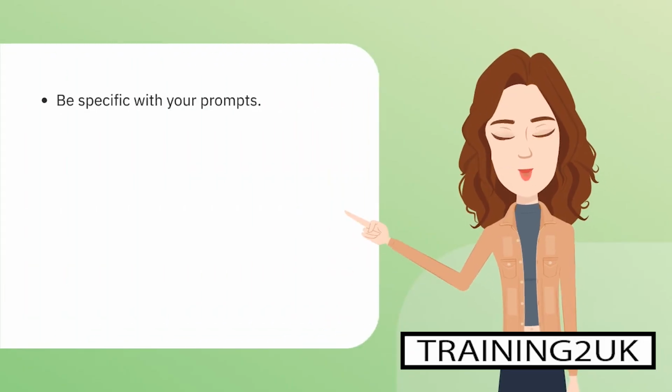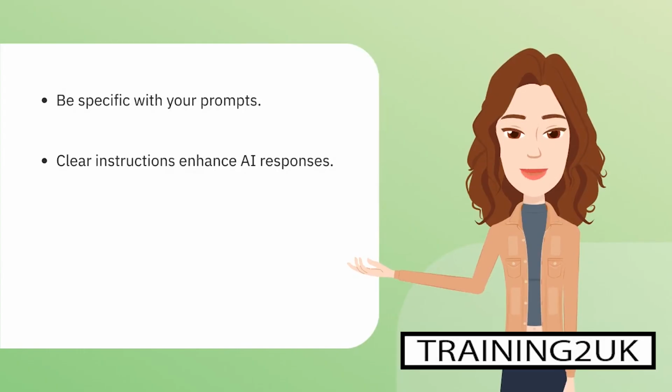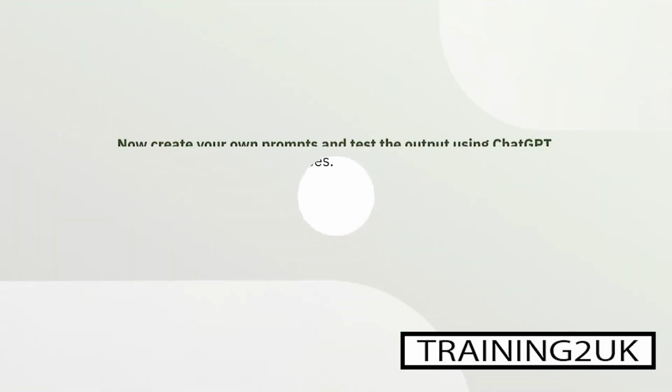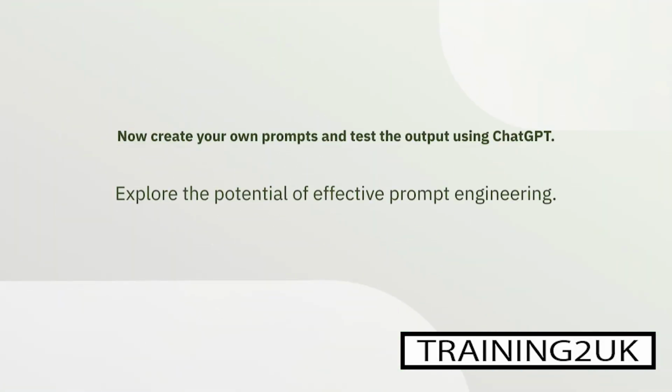Now let's recap what you learned. Be specific with your prompts. Clear instructions enhance AI responses. Role context improves relevance. Now create your own prompts and test the output using ChatGPT. Explore the potential of effective prompt engineering.